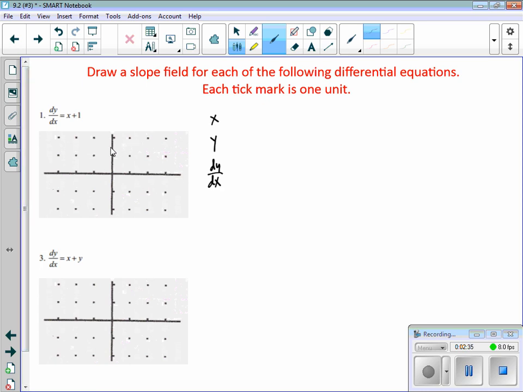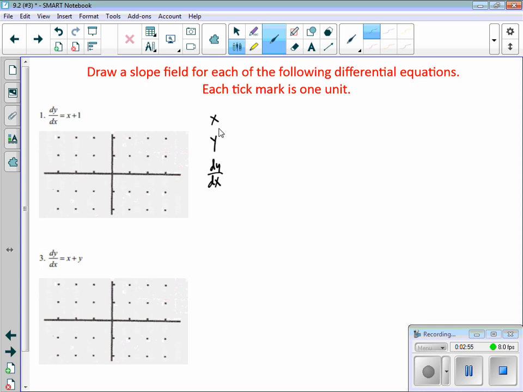Now on the AP test, there's usually 9-ish points that you have to do, so it doesn't take that long to do. With these ones, there's several. I'm not going to make you do every single one in your homework. So we're just doing x plus 1, so does it even matter what the y value is here? Not for our slope, right?